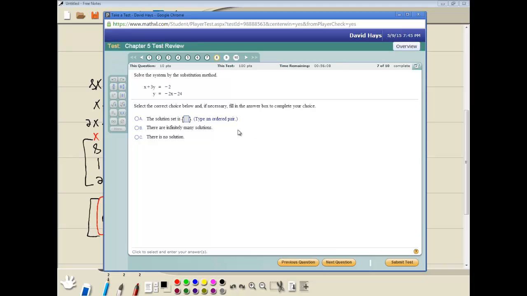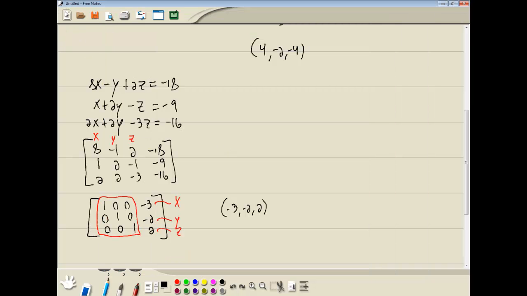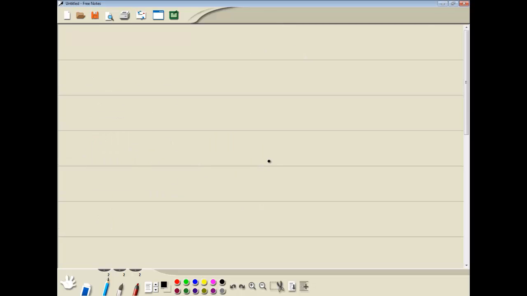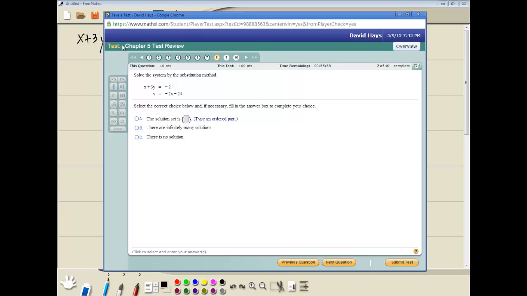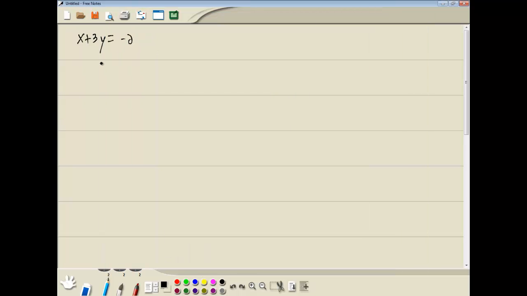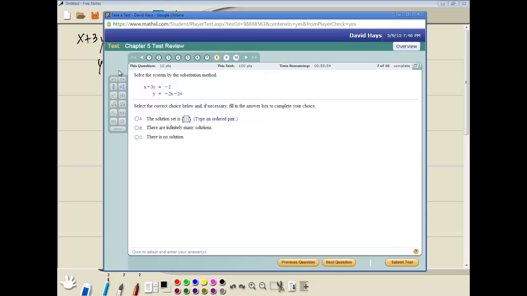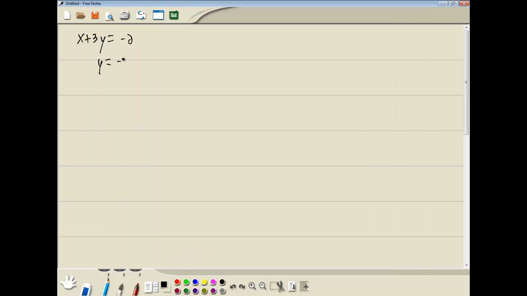Solve it by the substitution method. And this one I will show by hand. Those aren't too bad by hand. x plus 3y is equal to negative 2. Then I'll also show it on the calculator. y is equal to negative 2x minus 24. Substitution method works out best for linear systems of equations when one of the equations is already solved for one of the variables. This is already solved for y.